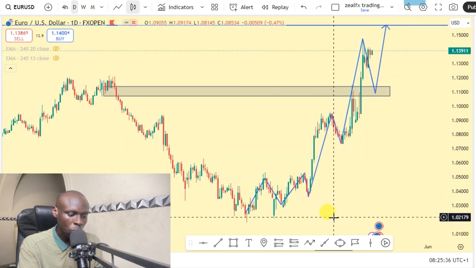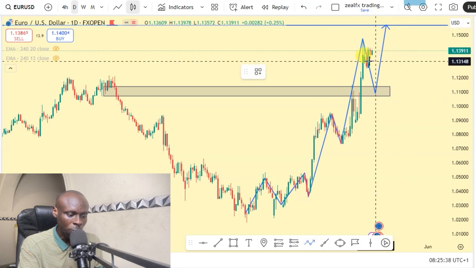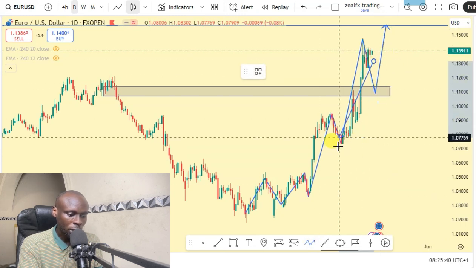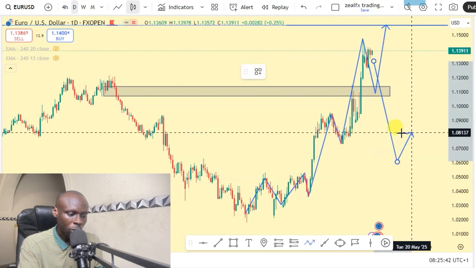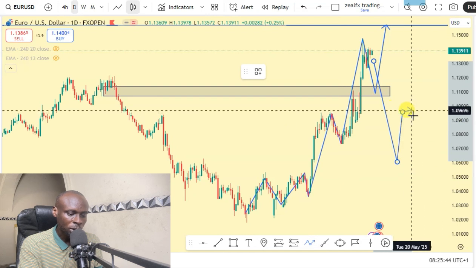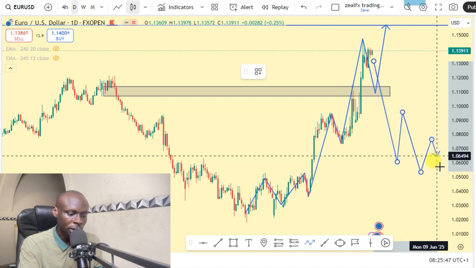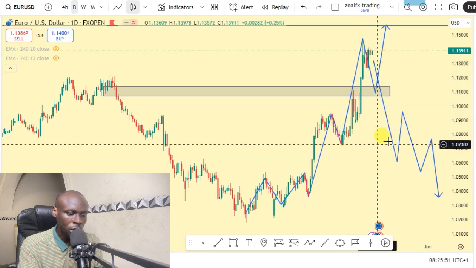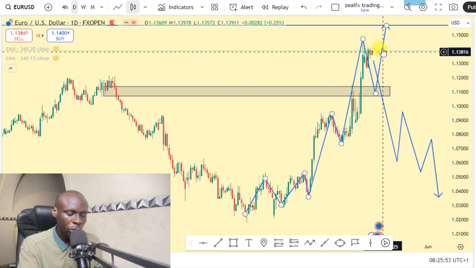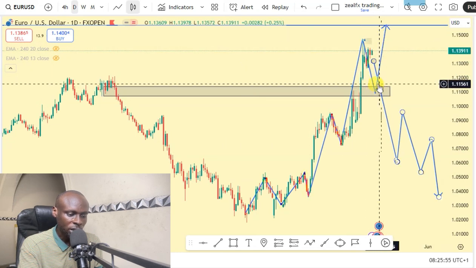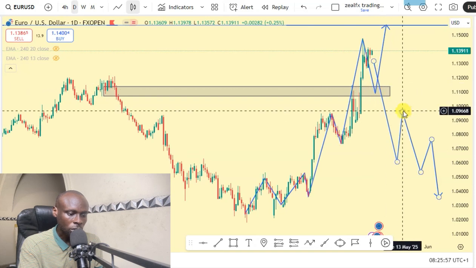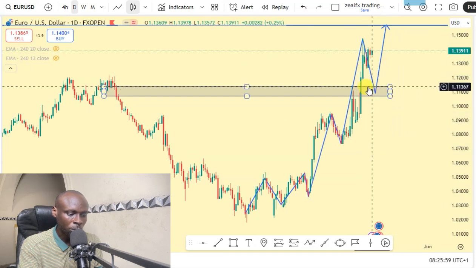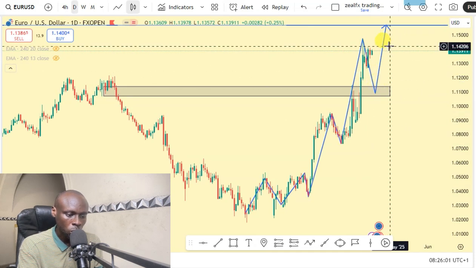For our selling scenario, we'll be looking for a break of price below this support level, which is a higher low, before we look at a possible selling opportunity on the Euro USD. So our scenario for this week for Euro USD still remains on the uptrend. We're looking for a possible buying opportunity from this zone this week.